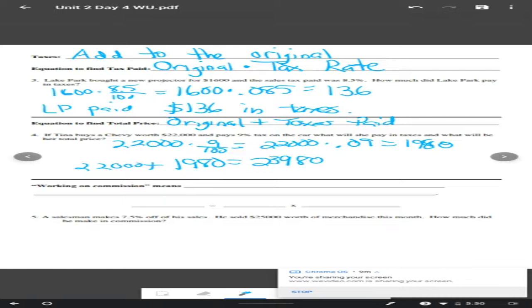So it asks the question, if Tina buys a Chevy worth $22,000 and pays 9% tax on the car, what will she pay in taxes and what will her total price be? So to answer that in a sentence, we would say Tina would pay $1,980 in taxes and $23,980 total.